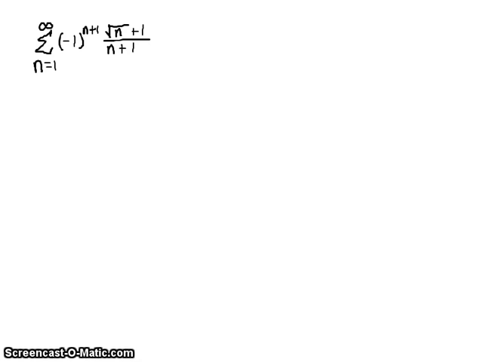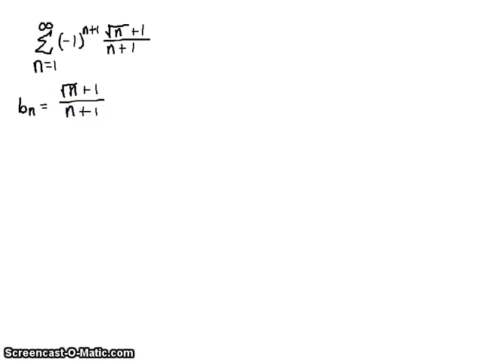How we're going to know this alternates is we have that negative 1. So negative 1 to an even power is going to be 1, and negative 1 to an odd power is going to be negative 1. So it's going to make our terms bounce back and forth between positive and negative. So if we're looking at this, our A of n is all of that stuff that you see. So our B of n is everything without the negative 1 to the power. So B of n is just going to be the square root of n plus 1 over n plus 1.